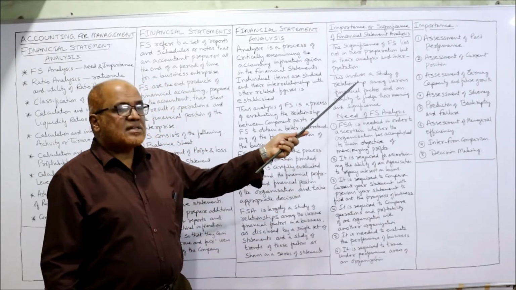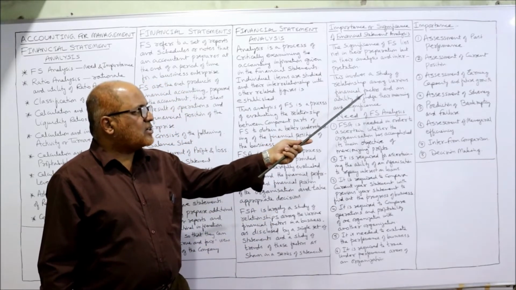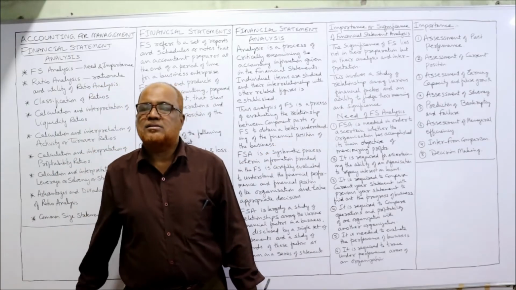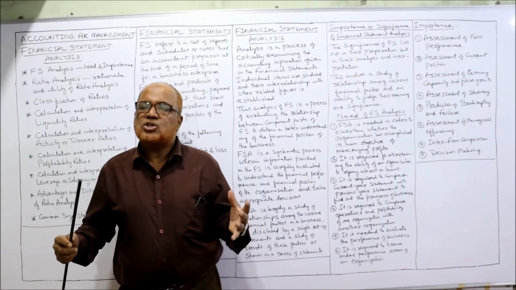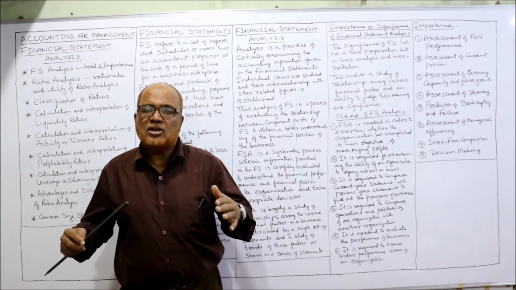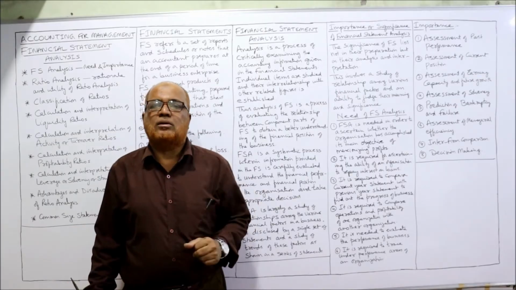Now, this involves a study of relationships among various financial factors and the ability to judge their meaning and significance. So, after making the relationship, we can be able to give the interpretation. Making the relationship, we can be able to give the conclusion.